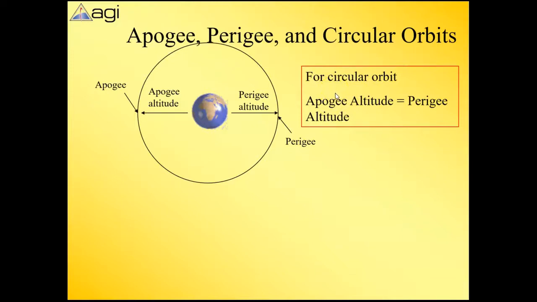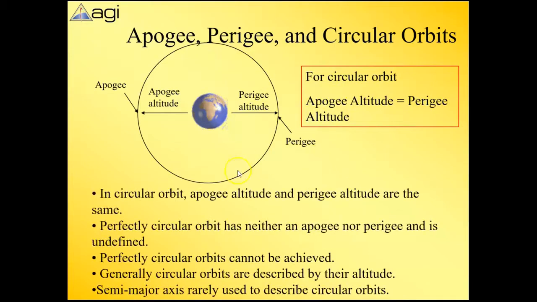So for a circular orbit, the apogee altitude is equal to the perigee altitude, which kind of makes sense. A perfectly circular orbit has neither an apogee nor a perigee, and is undefined. Perfectly circular orbits cannot be achieved because of all the other variables that come into play, with different gravitational pulls and the Earth not being a perfect sphere, and so on. Generally, circular orbits are described by their altitude. A semi-major axis is rarely used to describe circular orbits.